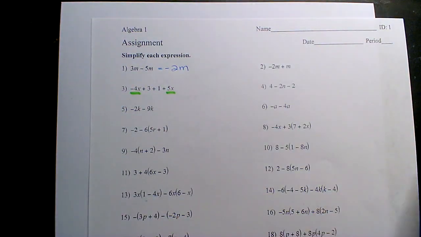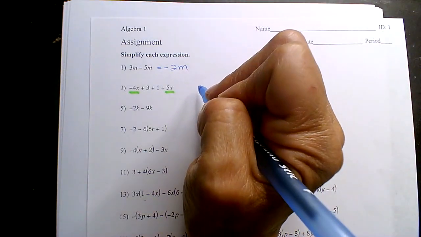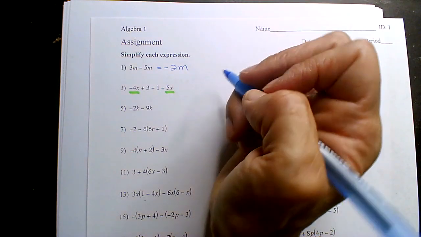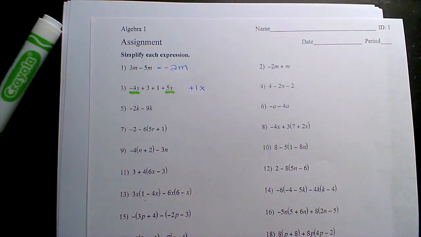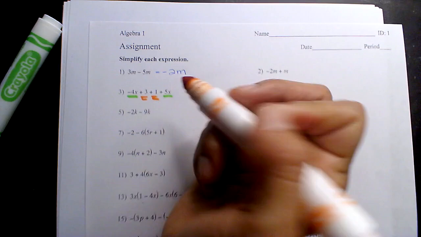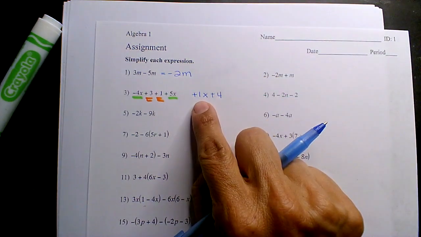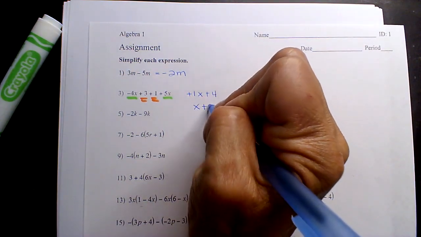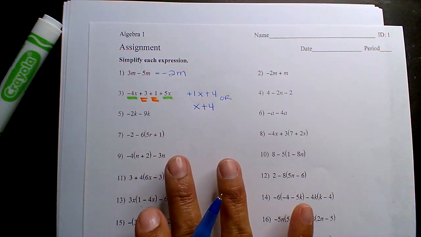What is that? Say it louder. I can't hear you. Yeah, positive 1x. And then what is 3 plus 1? 4. And so if you want to put the positive 1 there because you're just kind of solving it, that's fine. Or you could just write x plus 4. Either one of these is acceptable. I'll do one more and then I'll be quiet.